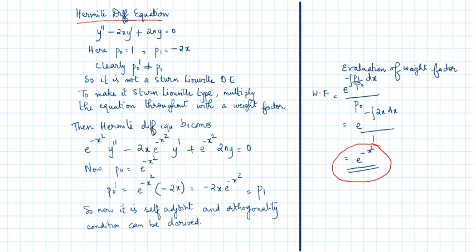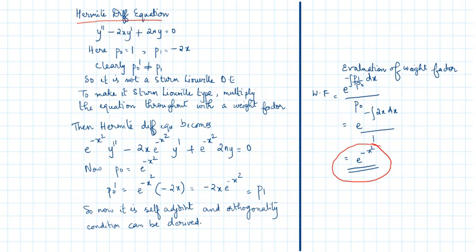For a differential equation to be Sturm-Liouville type, P naught prime should be equal to P1. But here it is not so. So, the Hermite differential equation is not of the Sturm-Liouville type. Now, how do we convert any differential equation to the Sturm-Liouville type? We multiply the equation throughout with a weight factor. And in the case of the Hermite differential equation, this weight factor turns out to be e raised to minus x square. Evaluation of the same has been demonstrated here.